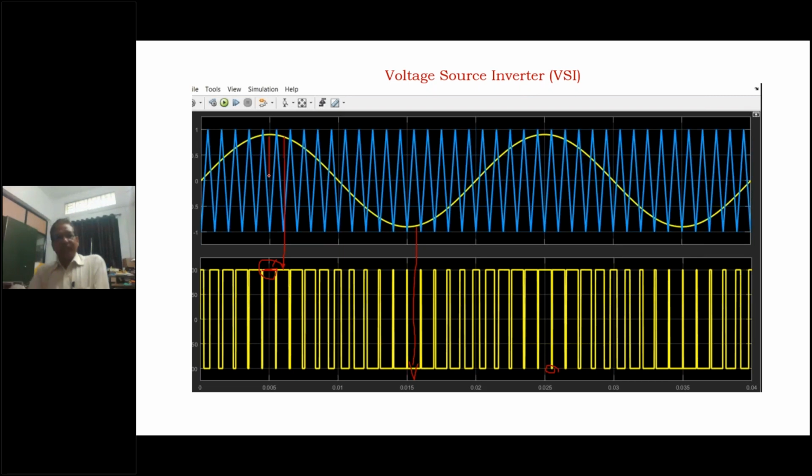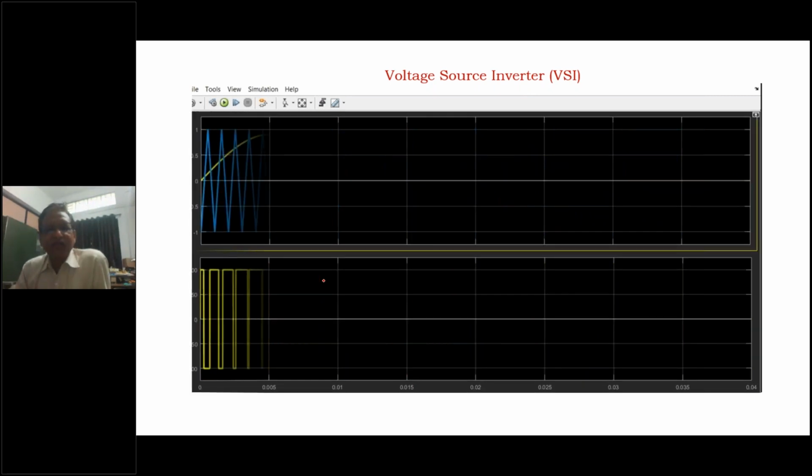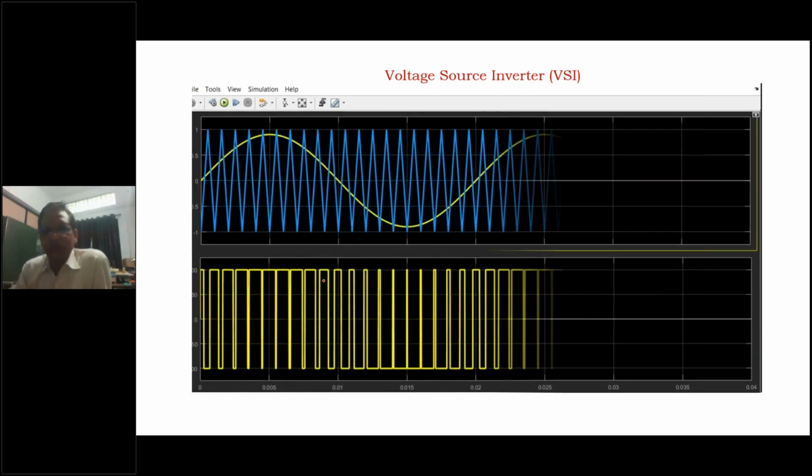So this is known as sinusoidal pulse width modulation, meaning the pulse width depends on magnitude. Here the voltage is 0, so you will see the positive and negative pulse widths are equal. Here the voltage is negative, so the pulse width is very small. When the voltage is positive, the pulse width depends on the magnitude of the modulating signal. So see, this is how we are getting the output voltage.